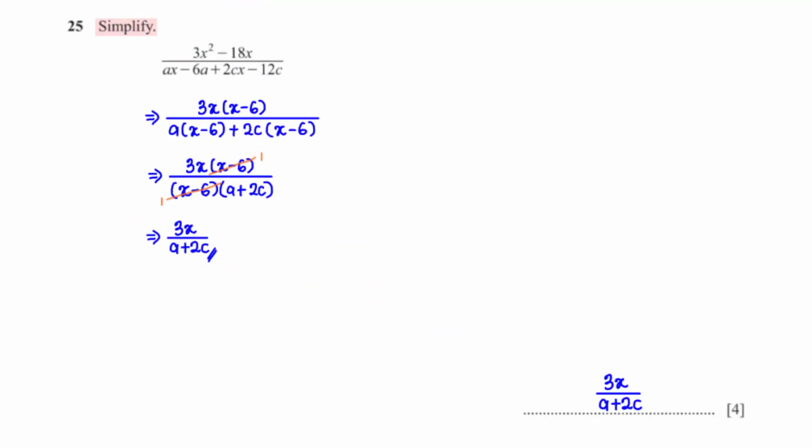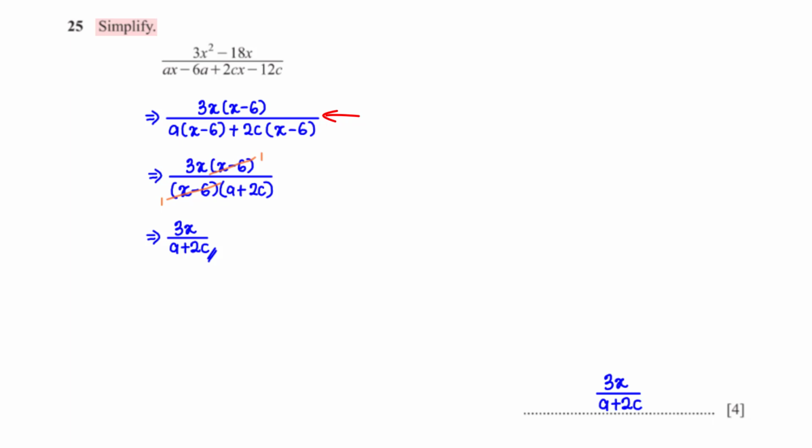Simplify. 3x squared minus 18x over ax minus 6a plus 2cx minus 12c. For the numerator, the terms have a common factor of 3x. When we factor that out, we are left with x minus 6. In the denominator, the first two terms have a common factor of a. When we factor that out, we are left with x minus 6.